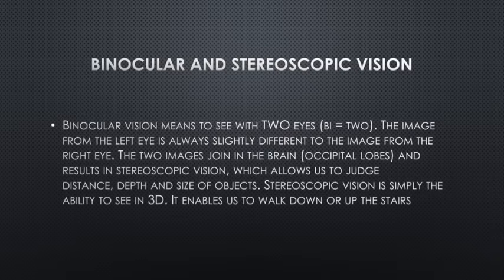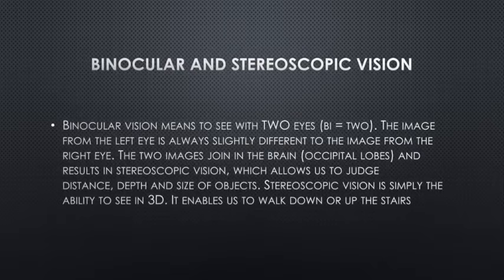Okay, what is binocular vision? Remember, bi means two in science. So binocular vision means to see with two eyes. The image from the left eye is always slightly different to the image from the right eye. So the two images join in the brain, specifically the occipital lobes, which is not important. We are in matric, it's not grade 12 stuff.